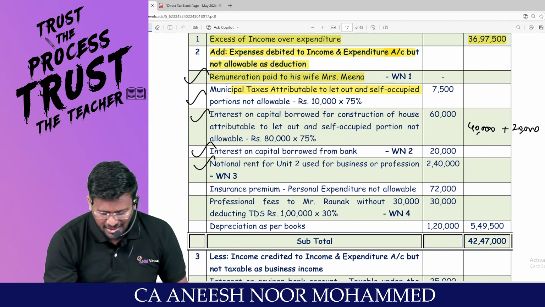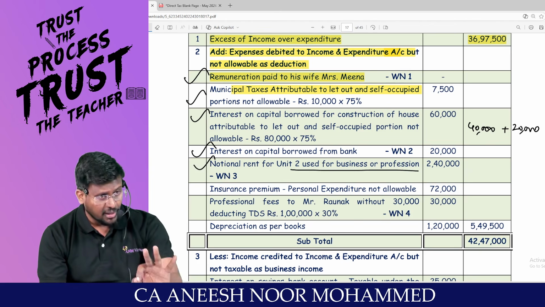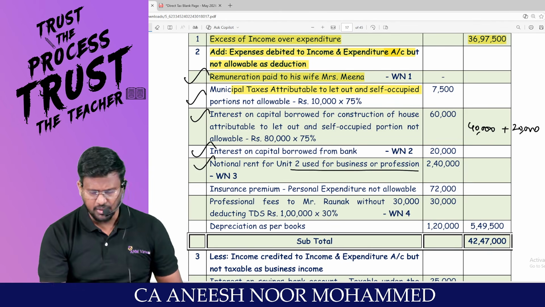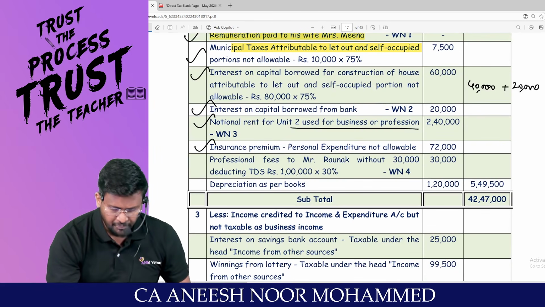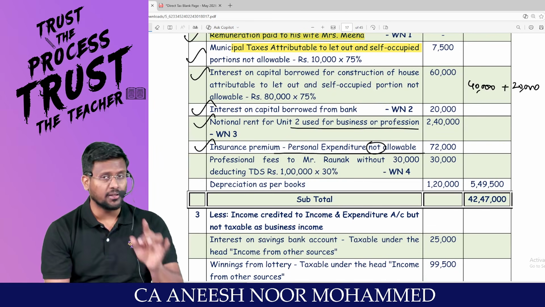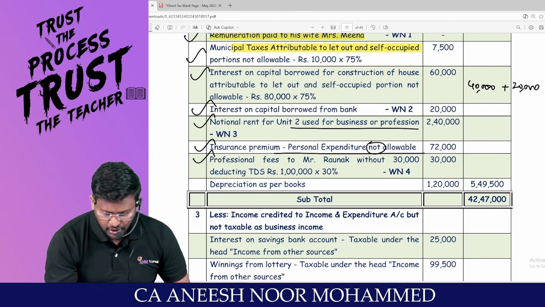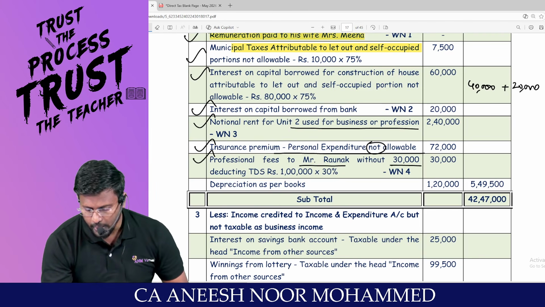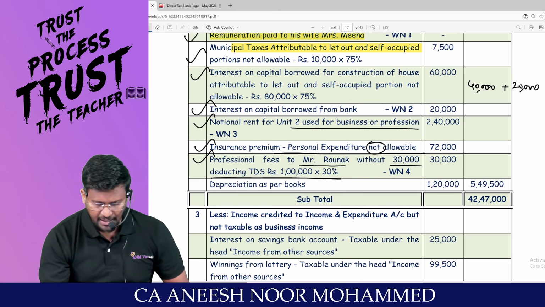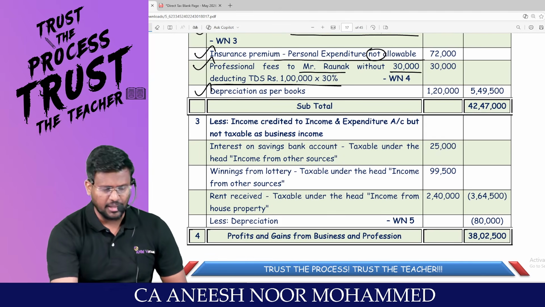Sir, notional rent for unit 2 used for business or profession as per section 30. If you are the owner of the building, for that building no notional rent concept will be applicable. Should be added back. Insurance premium, it is personal expenditure. It is not allowable. Insurance premium should not be debited to P&L account. Should be added back. Professional fees to Mr. Raunak without deducting TDS on that entire 1 lakh, 30% should be added back. Depreciation as per books should be added back, and we can reduce as per the income tax calculation.